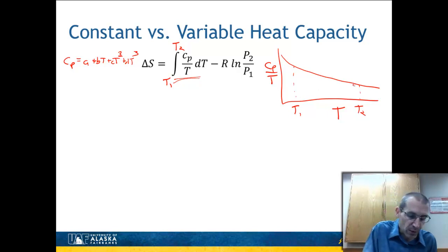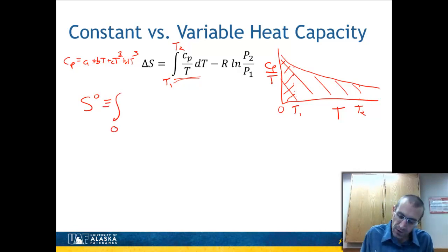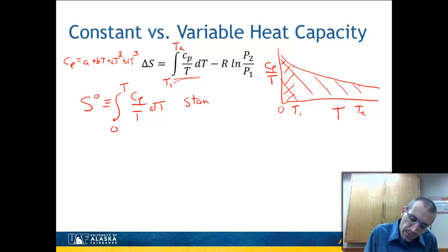In order to find that area, I could take the area from 0 to T2 and subtract out the area from 0 to T1, and then I would have that integral. That's nice, because then I could figure out the values of this integral once and just put them into a table. That has been done, and it's given the symbol S with a little degree symbol up here, and it is simply defined as the integral from 0 to some temperature of Cp over T dT. This is called the standard state entropy.